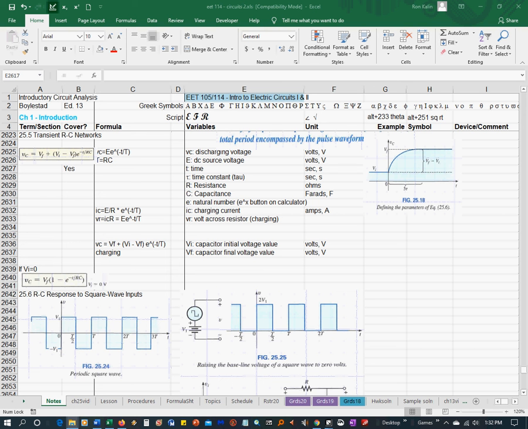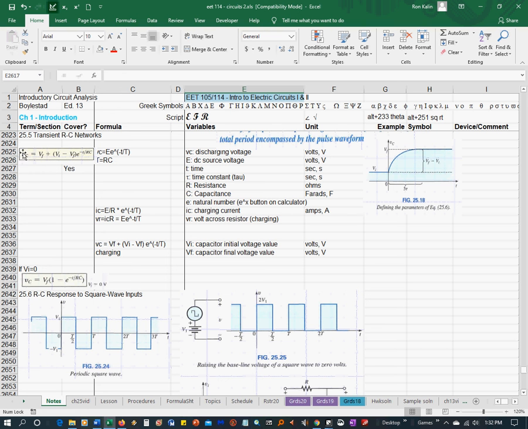EET 114, Chapter 25 continued. So we have transient RC networks. What is that? Well, you guys know what an RC network is. It's just a resistor in series with a capacitor. So this formula should look very familiar.